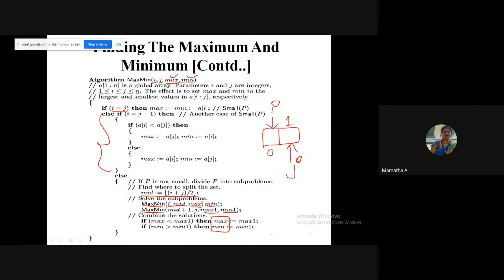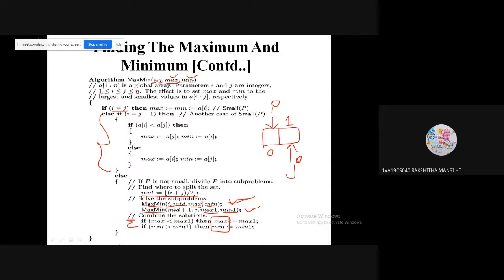Now, what is the total number of comparisons if I take it as T of n? How will you set the recurrence relation? T of n equals the number of comparisons made to find maximum and minimum in n numbers. Two subproblems are there, isn't it? Is the problem reduced by 1, n minus 1, or is it reduced by half? Yes, n by 2, so 2 times T of n by 2. For combining, how many comparisons are you taking?